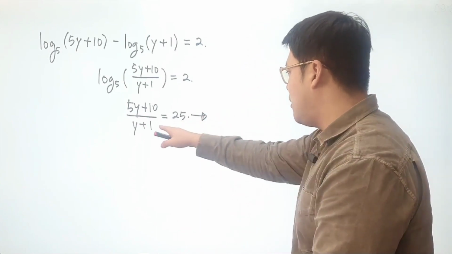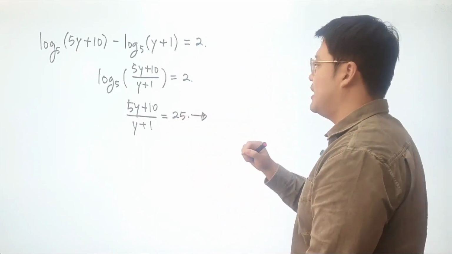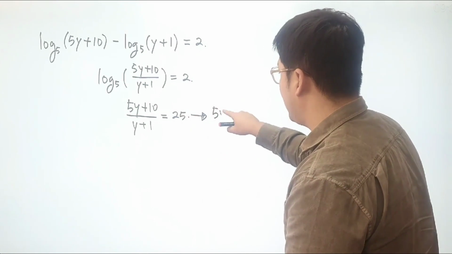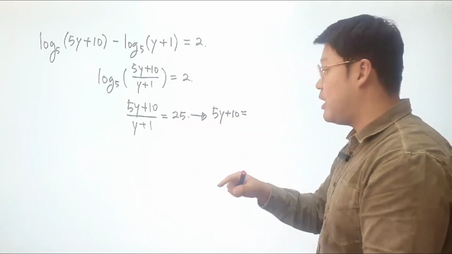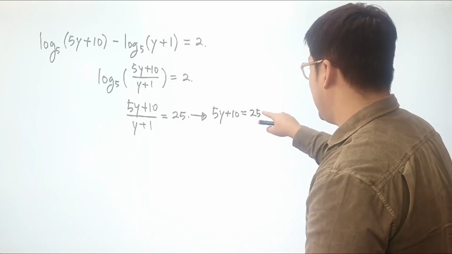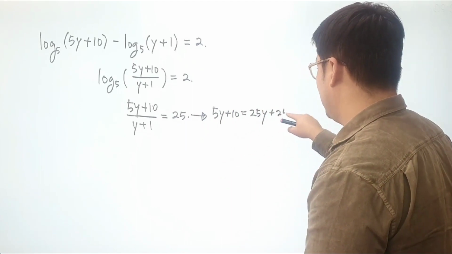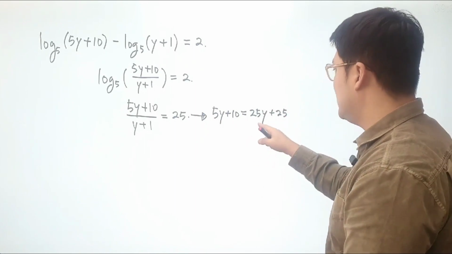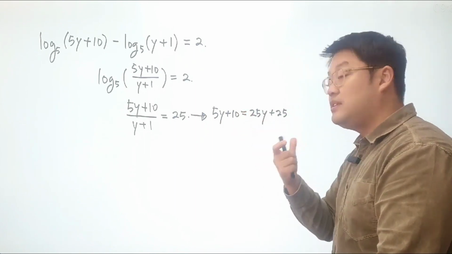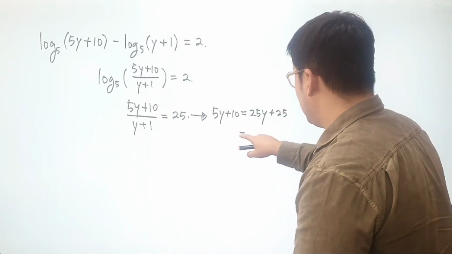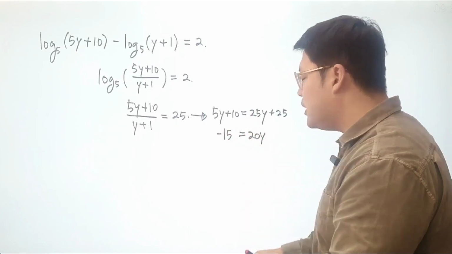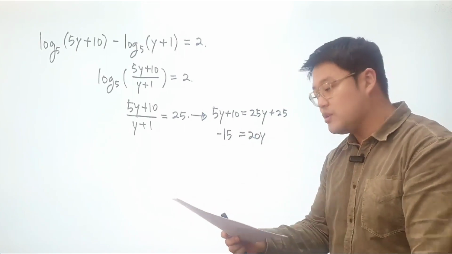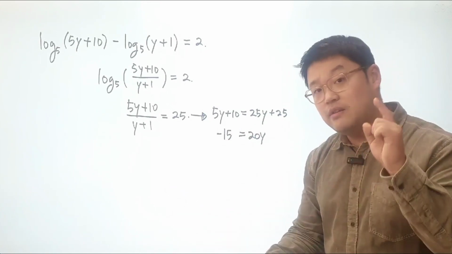All right, so if I multiply y plus 1 onto the left side and the right side, I end up getting 5y plus 10, and then the right side turns into 25 times (y plus 1), so 25y plus 25. Moving those terms, isolating the variable, we get 20y equals negative 15.